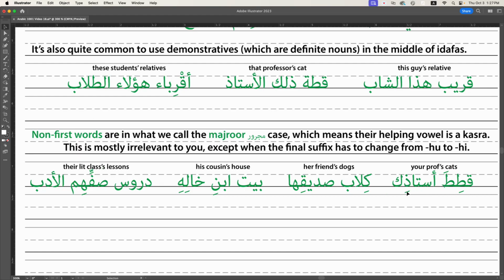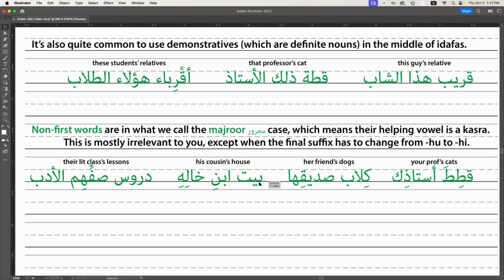However, if we're going to be super persnickety, we're going to make this little helping vowel a kasra, and the reason is because it's a non-first word in an idafa. So kilab is the plural of kalb, dog, so kilab sadiqiha, the dogs of her friend or her friend's dogs. If you said kilab sadiquha, everyone would completely understand what you meant, but it flows better if there are these little helping vowels, and that's why I'm taking the time to do this.